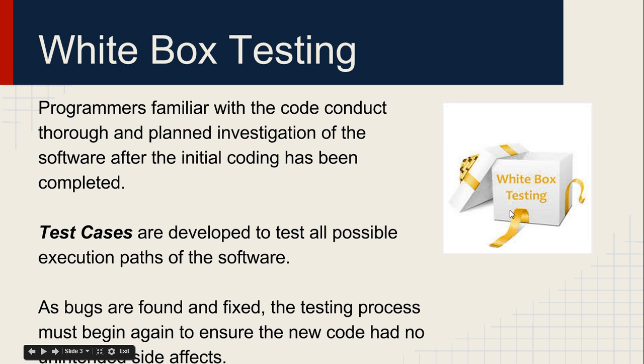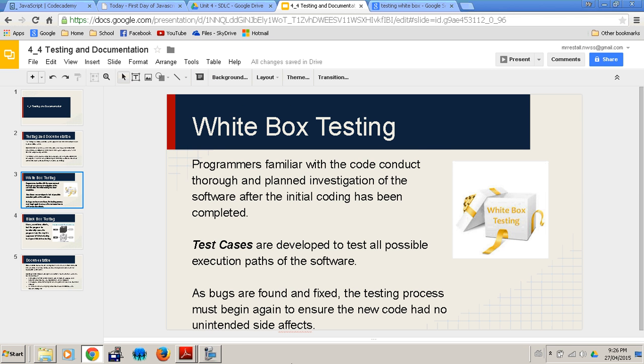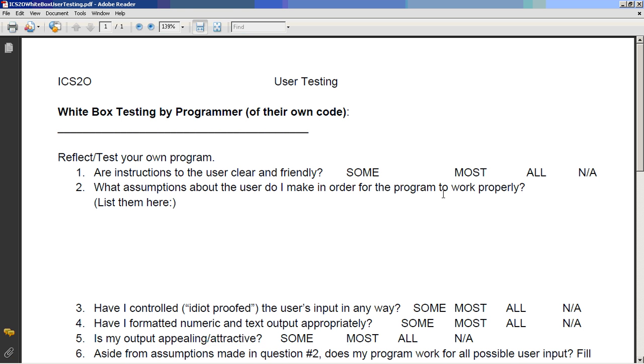So you fix a bug, then you've got to go back to square one as far as the testing is concerned. It's called white box or glass box because you see into the code and you predict how the code's going to behave. For us, I'll show you what this is going to entail. We sort of did a little bit of this when we were reflecting on our own code, but this is what it'll mean for us.